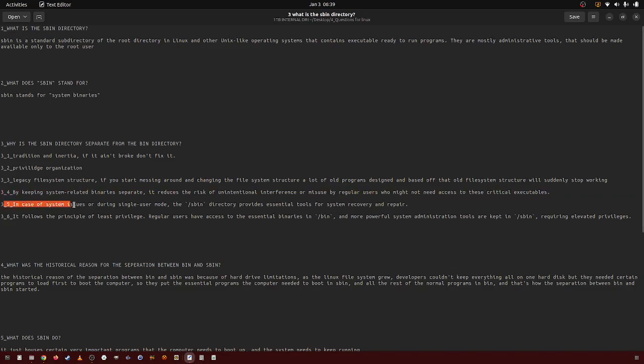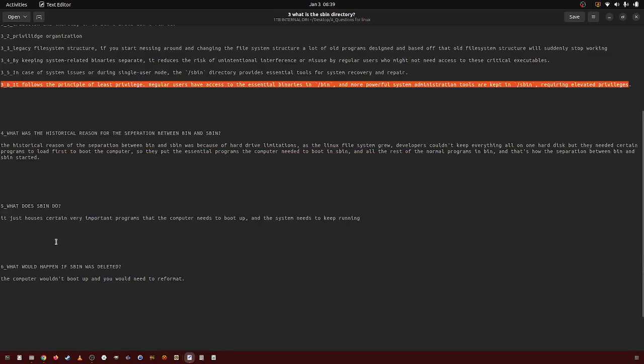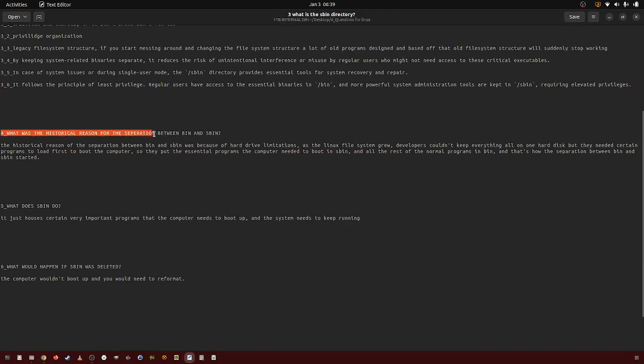In case of system issues or during single user mode, the sbin directory provides essential tools for system recovery and repair. It follows the principle of least privilege. Regular users have access to the essential binaries in /bin, and more powerful system administrative tools are kept in sbin, requiring elevated privileges.